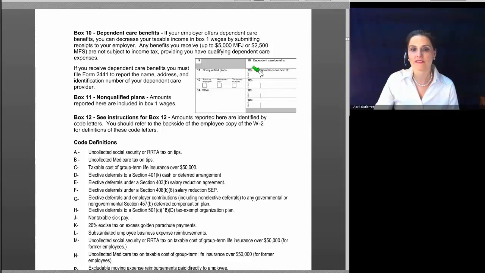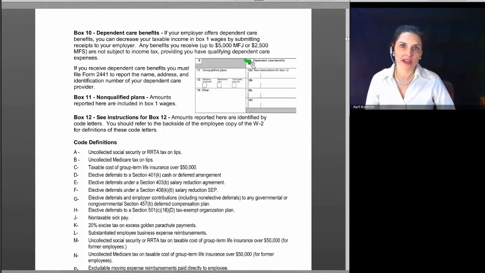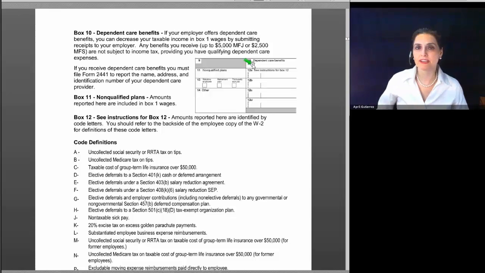Dependent care benefits is an incredibly important number because if you miss entering that on the tax return, guaranteed your client's going to get a CP2000 letter from the IRS saying that there's an error on their tax return or a mismatch between the tax return and the W-2. So what's the purpose of Box 10? Well, Box 10 shows the amount of child and dependent care benefit that an employee received from his or her employer.